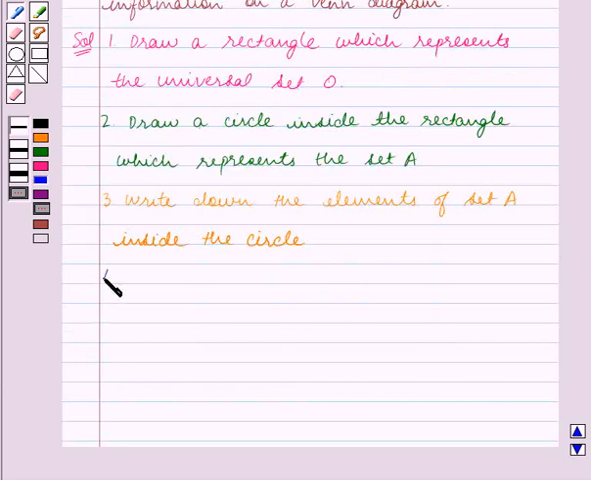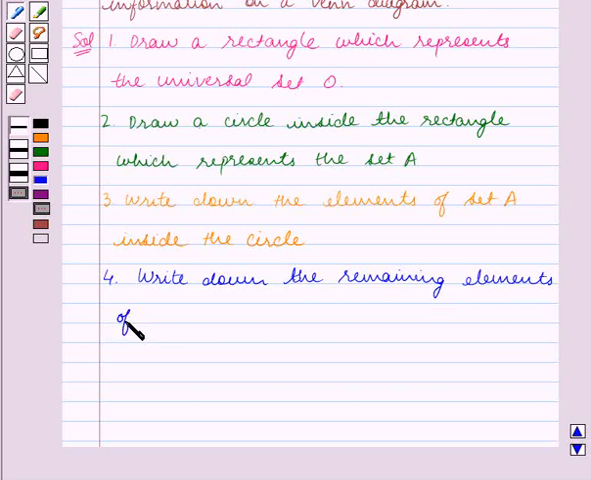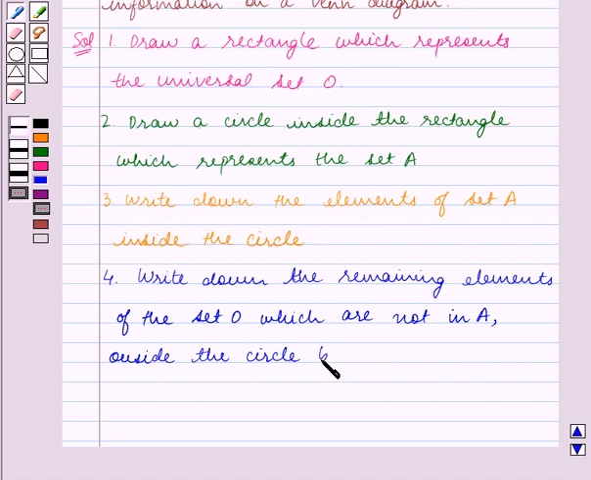The fourth step is to write down the remaining elements of the set O which are not in A, outside the circle, but inside the rectangle.